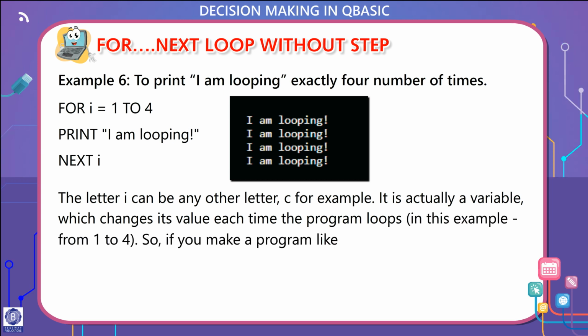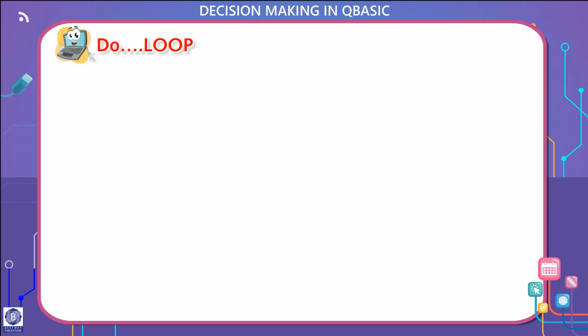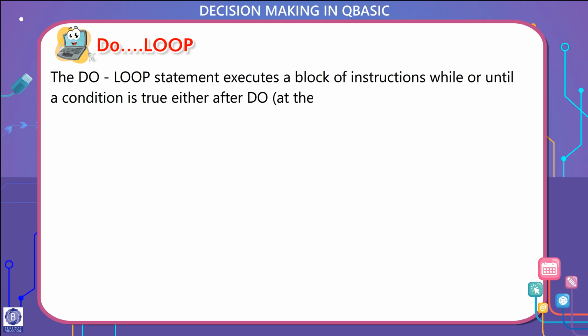If you make a program like this, Example 7: For A = 1 to 5, Print "This is loop number"; A, Next A. Do loop. The do loop statement executes a block of instructions while or until a condition is true, either after Do at the entry or after Loop at the exit.